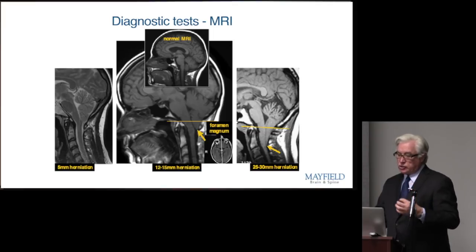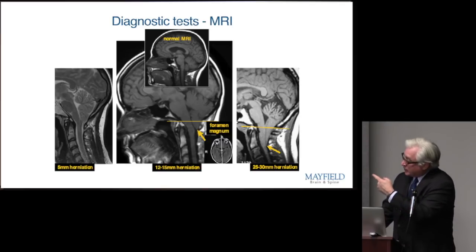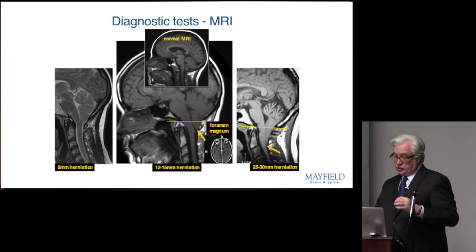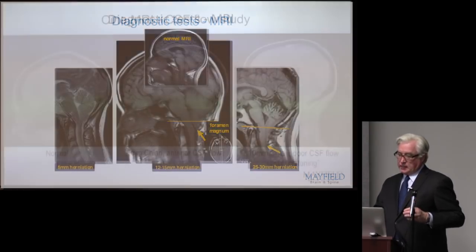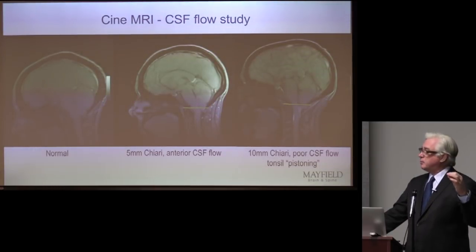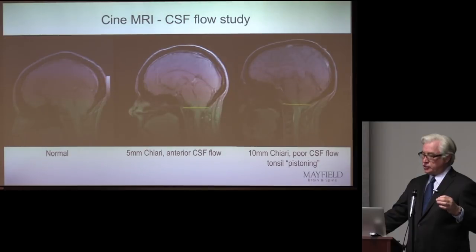So this is a very impressive slide because it shows a variation of the tonsillar herniation, as we call it. And the slide in the middle, again, that line goes across the foramen magnum, and on the back side of the brain you can see where the cerebellar tonsil is herniated. And on the right side is a very extreme form of that.